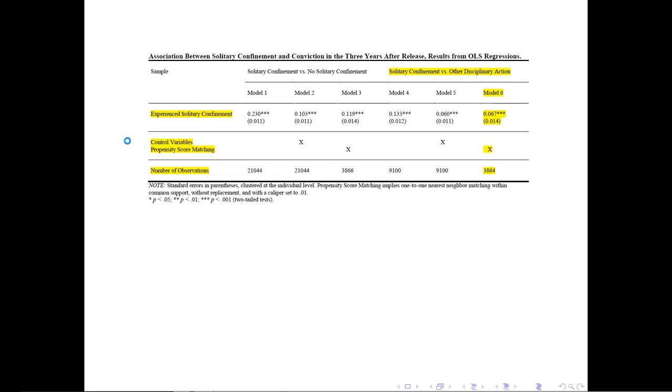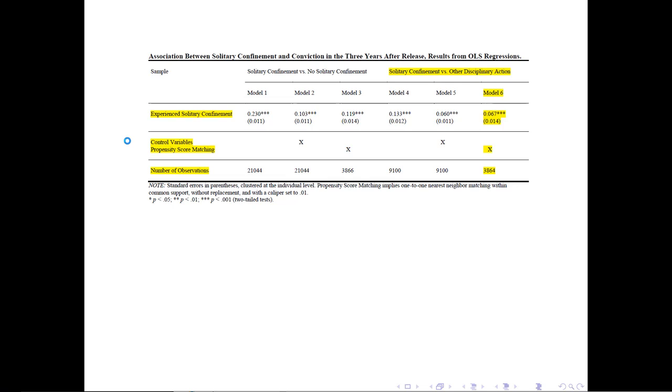And what we see within that group is that folks who experience solitary confinement are about 6.7 percentage points more likely to be convicted in the 3 years following release than folks who only experienced other disciplinary infractions. And so that's about a 15% difference in the cumulative probability of reincarceration.